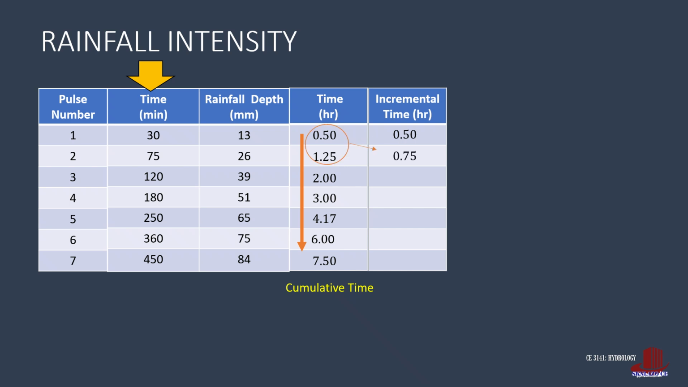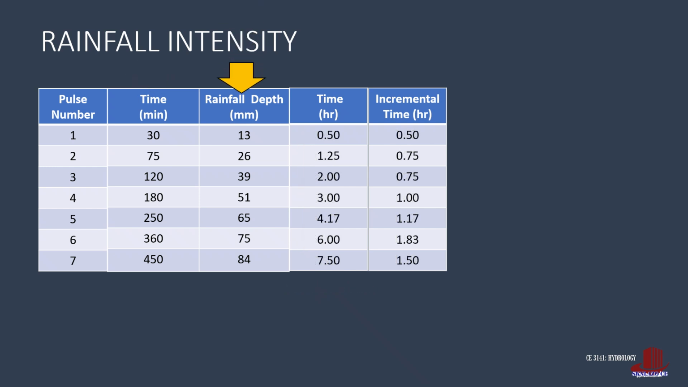1.25 minus 0.5 is 0.75. 2 less 1.25 is another 0.75. 3 less 2 is 1. 4.17 minus 3 is 1.17. The next is 6 less 4.17, which is 1.83. With the last entry of 7.5 minus 6 as 1.5 hours. Half of the rainfall intensity is already identified.